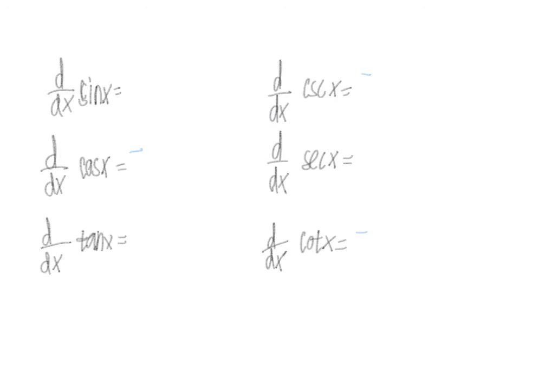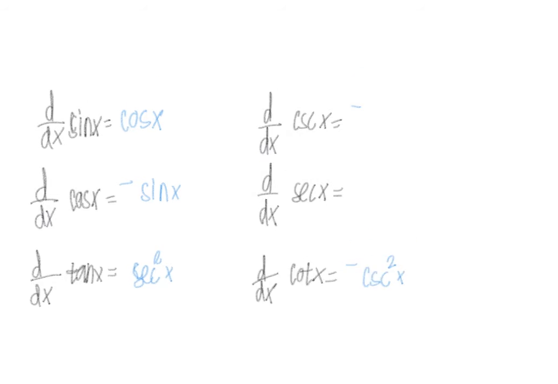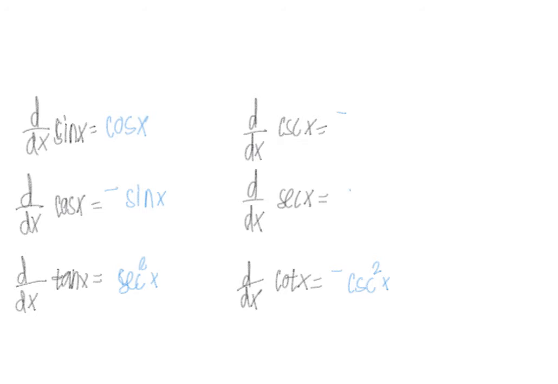So the derivative of sine is cosine. The derivative of cosine is opposite sine, and I've already written that negative down. The derivative of tangent x is secant squared x. The derivative of cotangent x is opposite cosecant squared x. The derivative of secant x is secant x tangent x, and the derivative of cosecant is opposite cosecant x cotangent x.